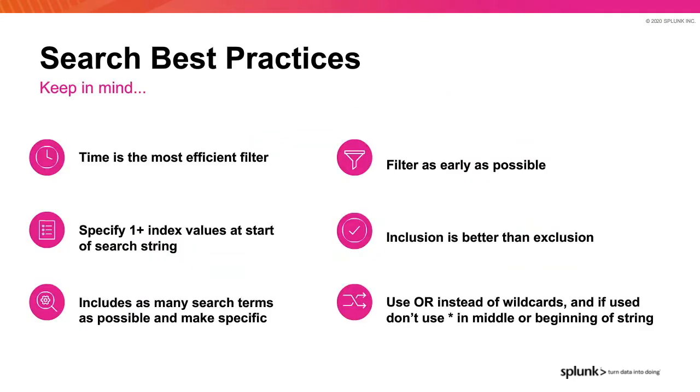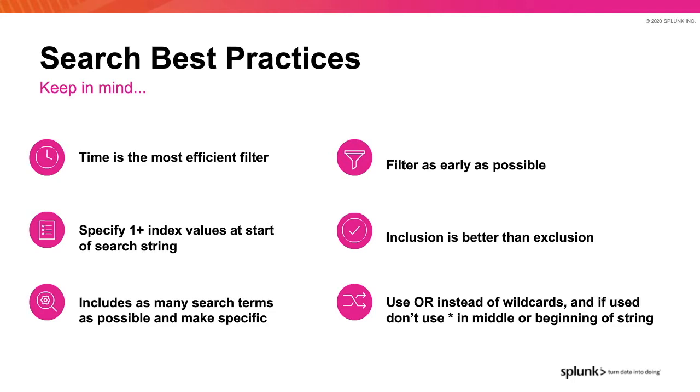There are some search best practices to always keep in mind to have the best search experience. Time is the most efficient filter. Specify 1 or more index values at the beginning of your search string. Include as many search terms as possible and make your search terms as specific as possible. For example, searching access denied is better than searching for denied. Inclusion is generally better than exclusion, meaning searching for access denied is faster than searching for not access granted.